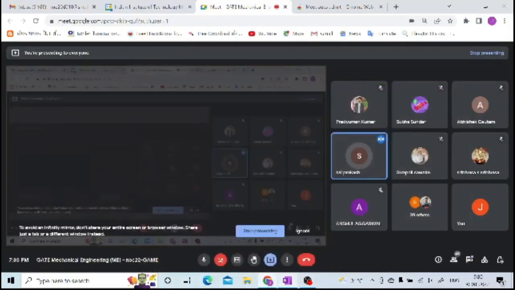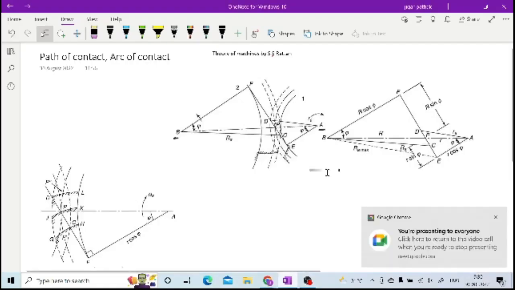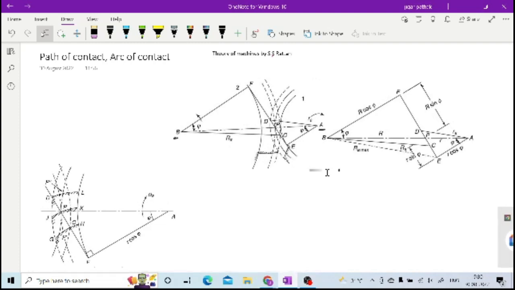No, this is not force analysis. Right now we are not calculating force. We are calculating the basic parameters, and the path of contact, arc of contact and contact ratio will tell you the number of teeth in contact at a particular point of time. So we are checking these things in a gear drive for now. It is very basic to the gear drive. Okay, so let us continue with this.